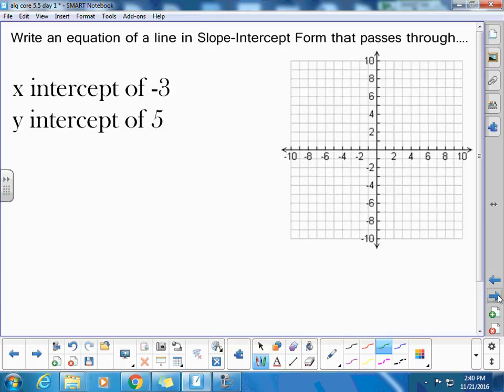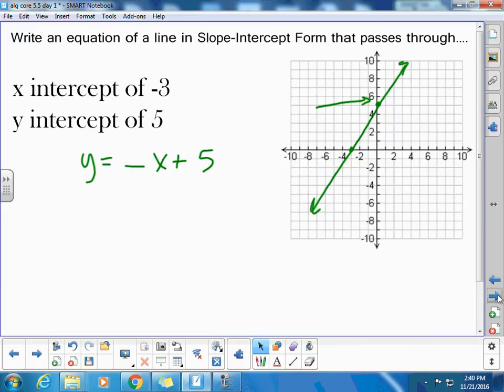Write an equation of a line in slope-intercept form that passes through. This is going to be a little harder, but not a whole lot. X-intercept of -3, so it hits the x at -3. Y-intercept of +5. So here's my line. If I look at this graph and write an equation from that, before I say y equals, I usually start with the plus b part. Plus b, where does it hit? Right there at 5.